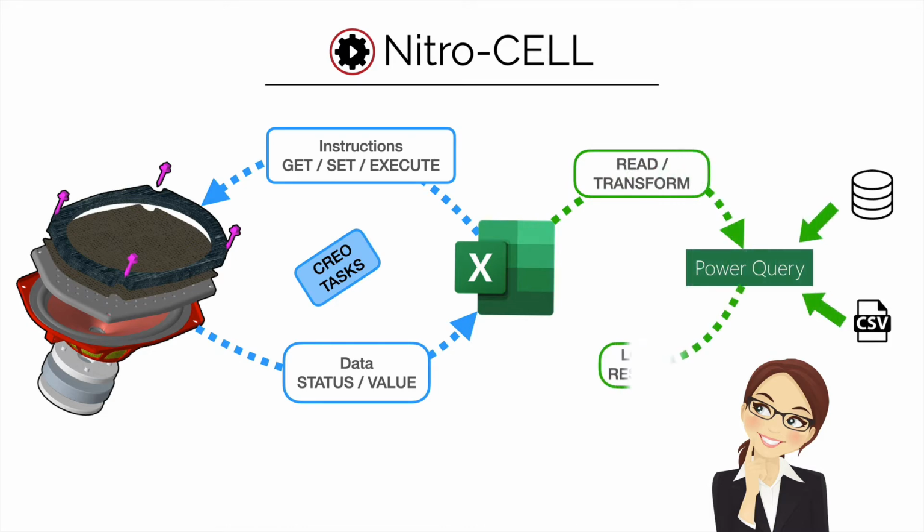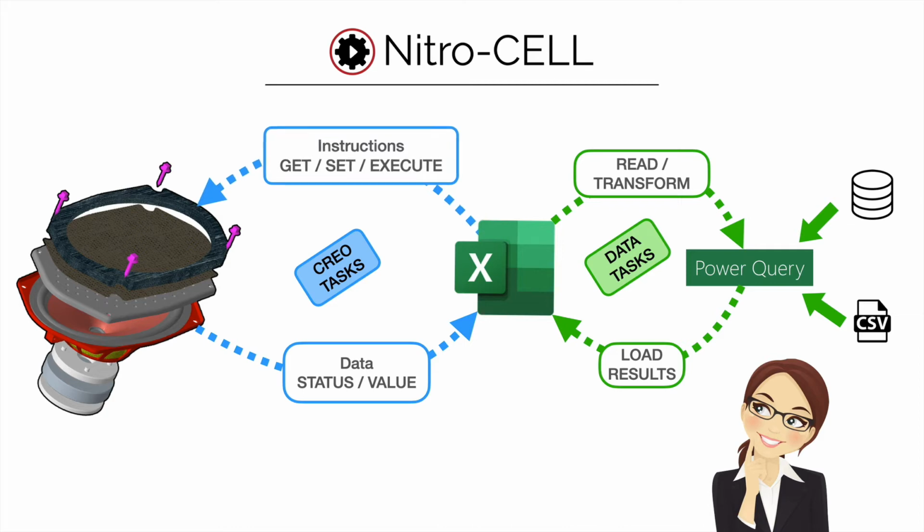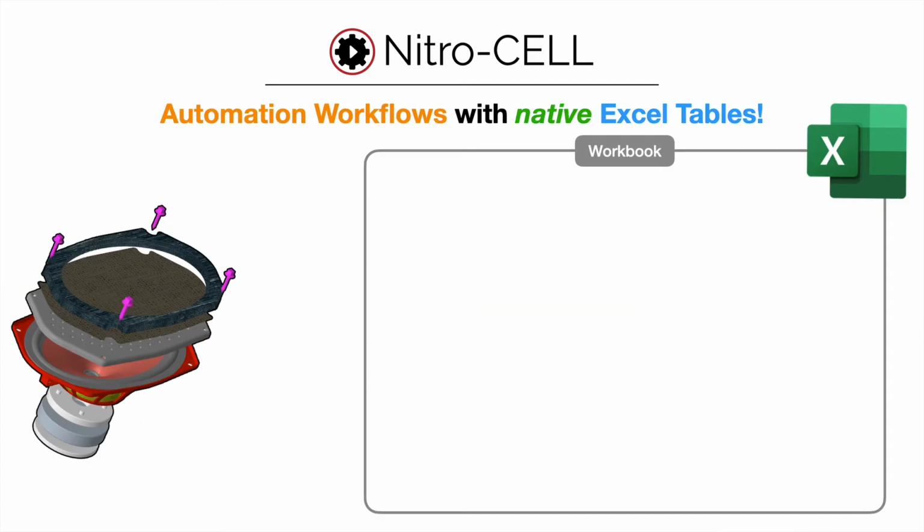Once that data is back in Excel in a tabularized format, you can then read or transform that with Power Query very easily, and then load the results back into Excel, and then populate those changes back into Creo if you need to, and then perform whatever operations also need to be done on the backside of that for outputting results.